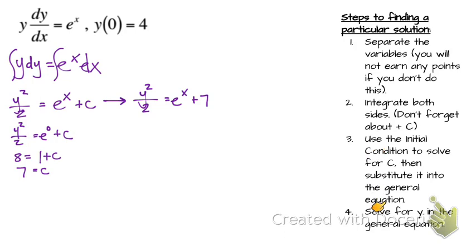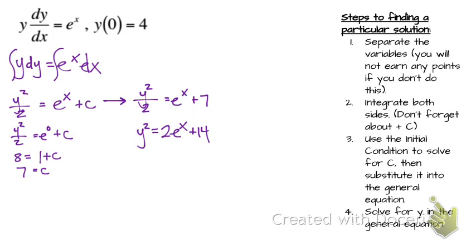Next step is to, you guys can't see it down here, shoot. Solve for y in the general equation. All right, so now we have our specific equation now. So we're going to solve for y in our specific equation. So multiply 2 over to the other side. So we get y squared equals 2e to the x plus 14. So again, I just multiply by 2 over to this side.